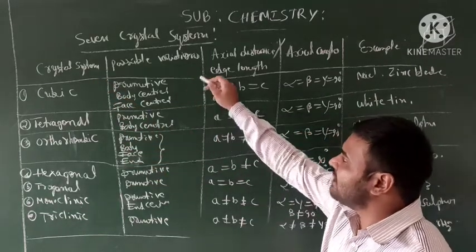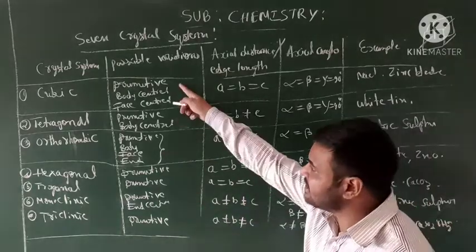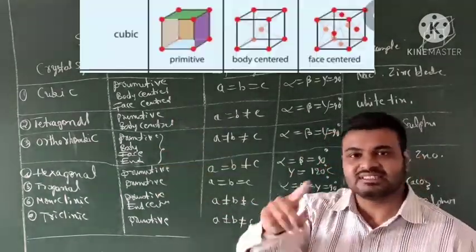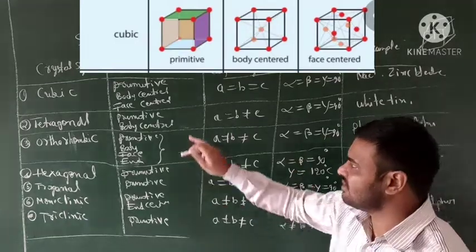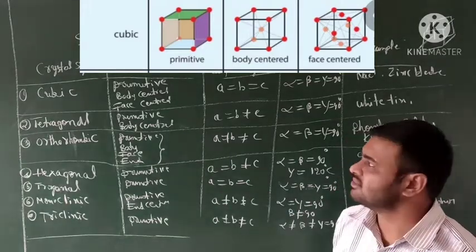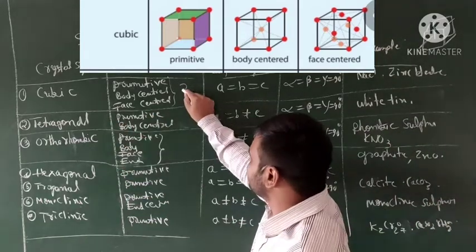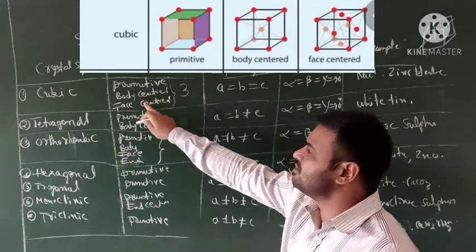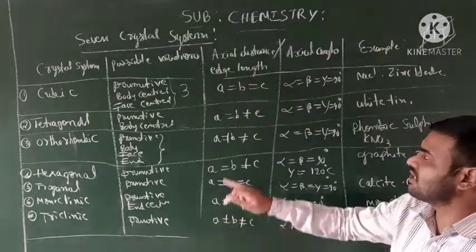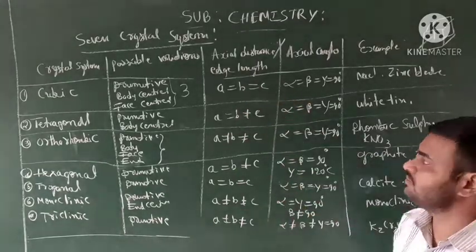What are the possible variations we can observe in the types of unit cells? Primitive, you know the primitives, only the corners. Then body center, corners along with the central atom of the body. And face center, each face containing an atom. So how many variations can we observe in a cubic structure? 3 variations: primitive, body centered and face centered. The axial distance or edge length, we call A is equal to B and B is equal to C. All those are equal.